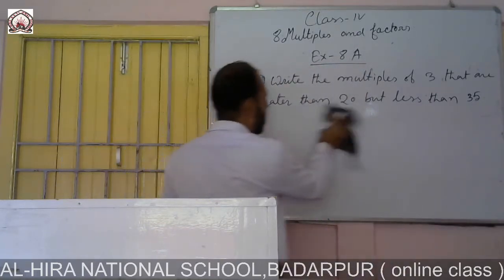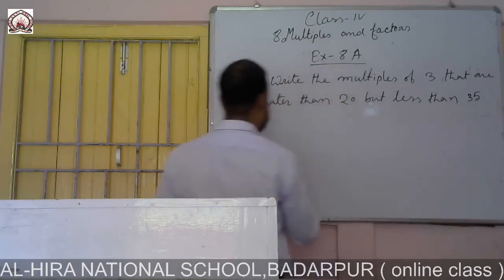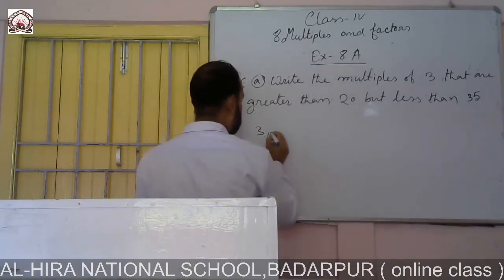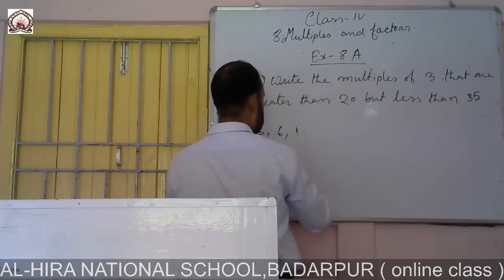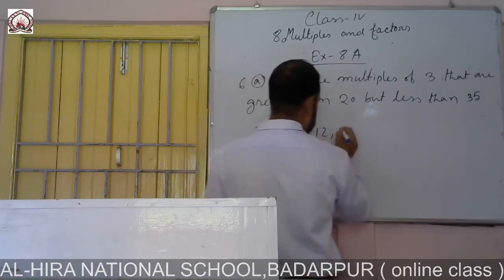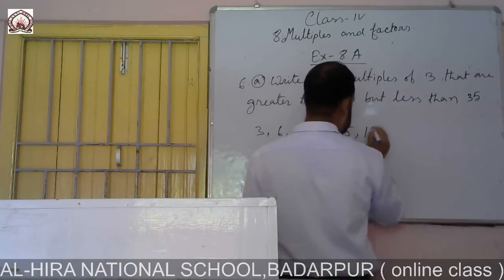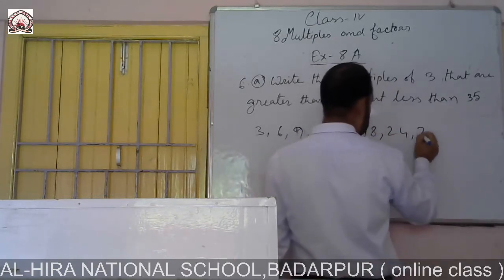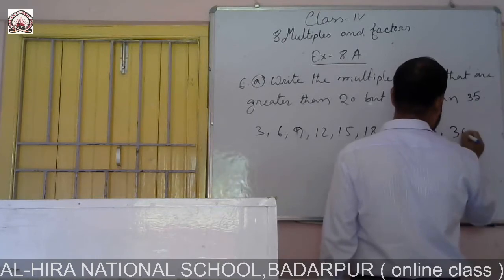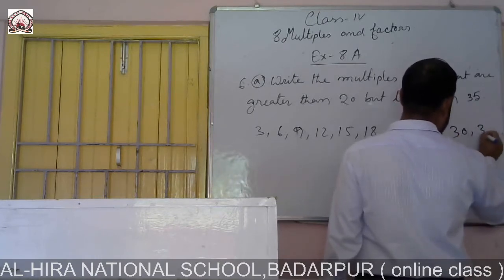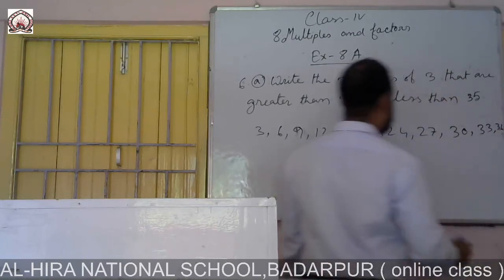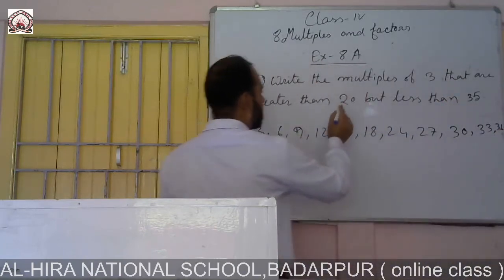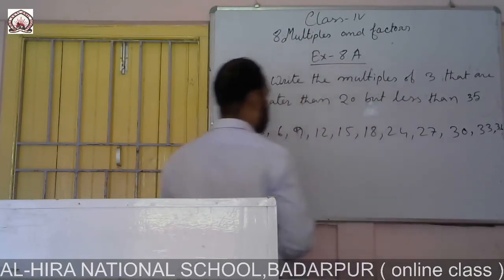So we write table number 3. 3 1s are 3, 6, 9, 12, 15, 18, 21, 24, 27, 30, 33, then 36. So here it says we write the multiples of 3.